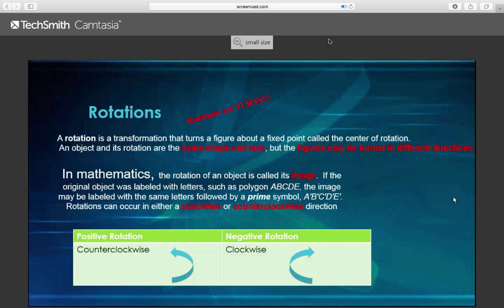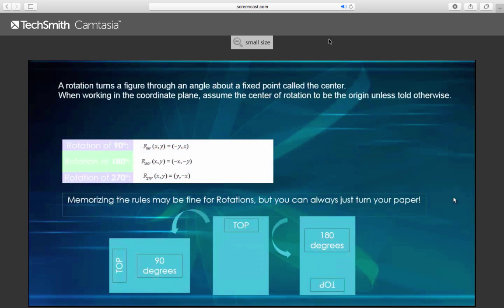And again, your original figure will be labeled with capital letters like A, B, C, D, E, and then your new image will be labeled with primes. So something like A prime, B prime, C prime, D prime. You can rotate either clockwise or counterclockwise. If you are rotating in a positive direction, so positive 90 degrees, positive 180 degrees, you're going to rotate counterclockwise. If you're going to rotate in a negative direction, so negative 90 degrees, negative 180 degrees, you're going to move the figure clockwise.